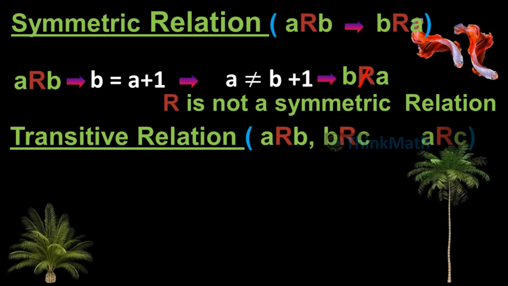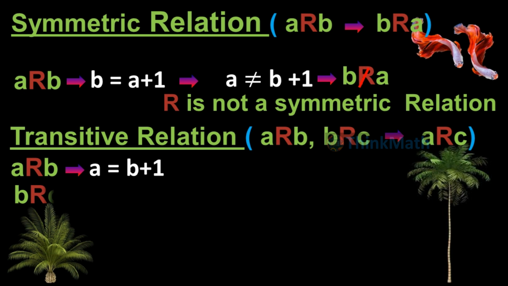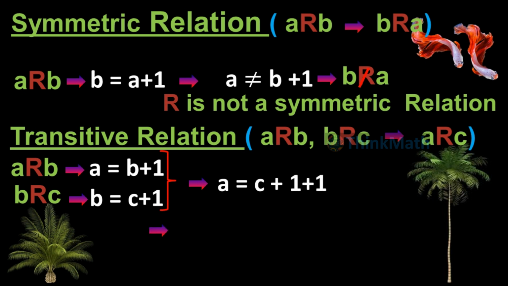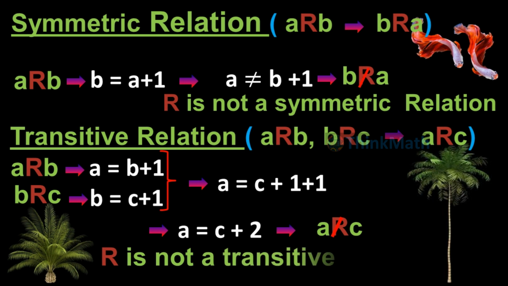Transitive relation. A related to B and B related to C implies A related to C, where a, b, c belong to the set {1, 2, 3, 4, 5, 6}. A related to B implies b equals a plus 1, and B related to C implies c equals b plus 1. Eliminating the b value: substituting the value of b, a equals c plus 1 plus 1. A equals c plus 2, which implies a is not equal to c plus 1, the relation defined in the question. Therefore A is not related to C. So R is not a transitive relation.